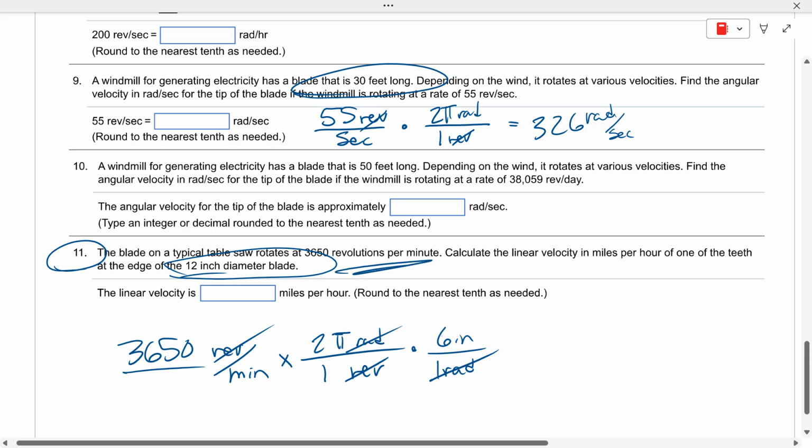I need to change it to miles per hour. Okay? I got to put inches into miles. Well, I don't know how many inches are in a mile, but I know how many inches are in a foot. How many inches are in a foot? 12 inches in 1 foot. Why did I put inches on the bottom? So they cancel. So now I have feet per minute. I need to get it to miles. So I put miles over feet. How many feet are in a mile?